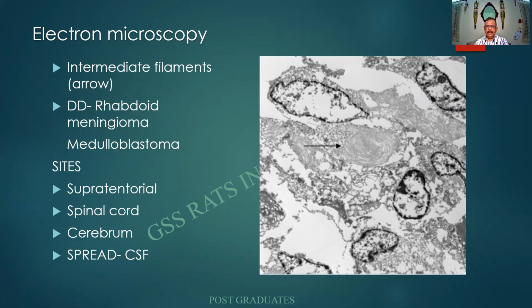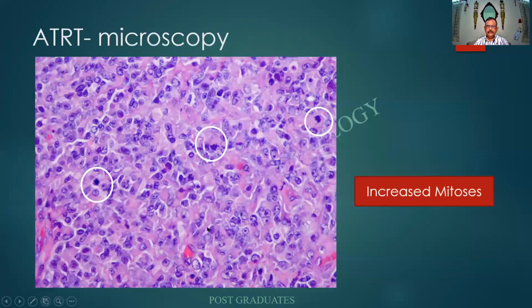Cerebrum, cerebellum, brainstem, tentorium. And the mode of spread will be the CSF. And the second most common mode of spread will be by contiguity, in that the brain parenchyma itself will be involved. Two modes of spread, and these are the sites. ATRT. What is the microscopy that we people can see?